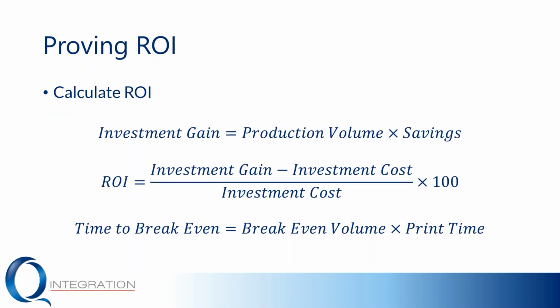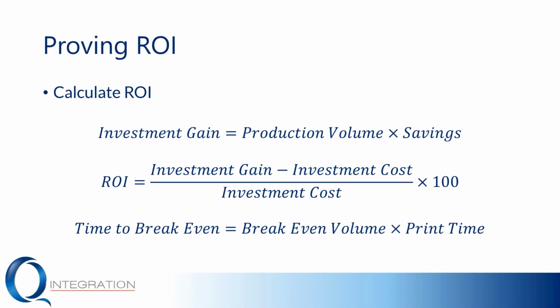Then we can calculate our return on investment parameters. We can calculate our investment gain by multiplying the planned production volume by the savings. If you don't have a planned production volume, you can just do some hypothetical math here and say, if we're going to make this much, we'd gain this much. Then we can calculate our return on investment, which is our investment gain minus our investment cost, divided by our investment cost, times 100. This is just a percentage of the original investment that we would gain.